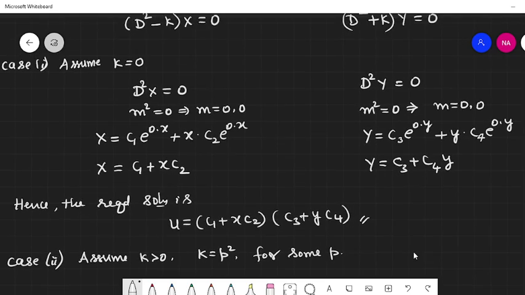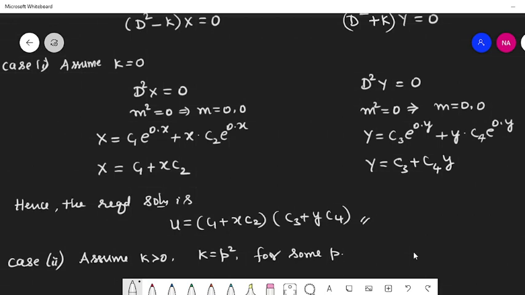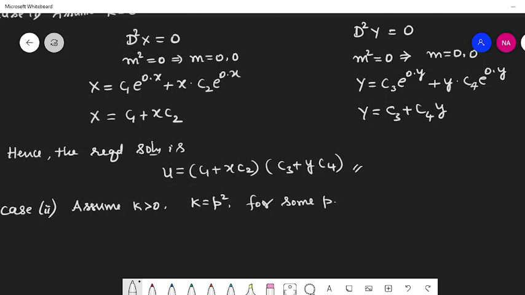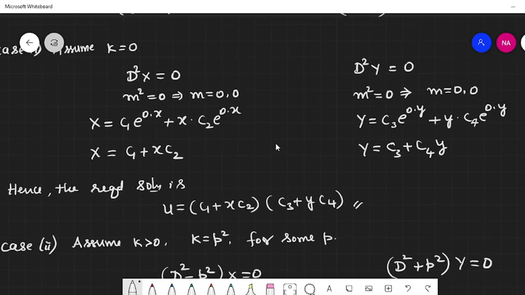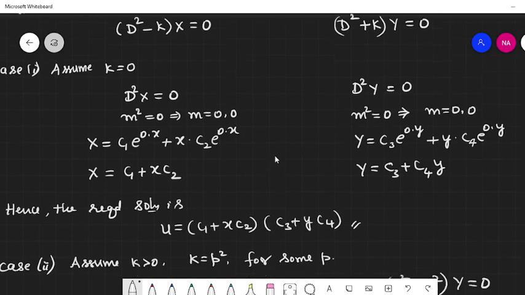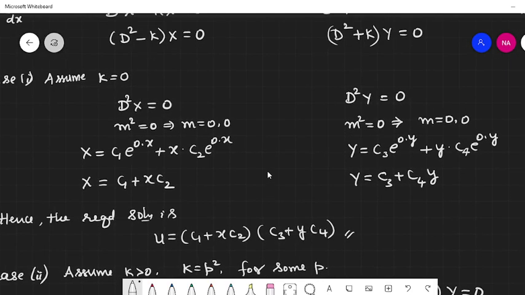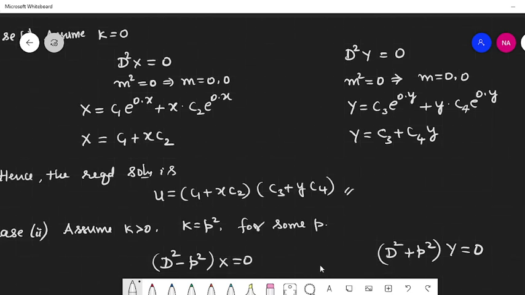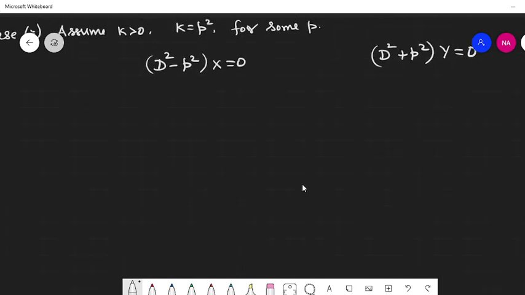Then this equation will become D squared minus k into x equals 0. That will become D squared minus p squared into x equals 0, and here parallelly we will be having D squared plus p squared into y equals 0, right? So let us compare this. D squared minus k we have, so D squared minus p squared, D squared plus k, D squared plus p squared, right?